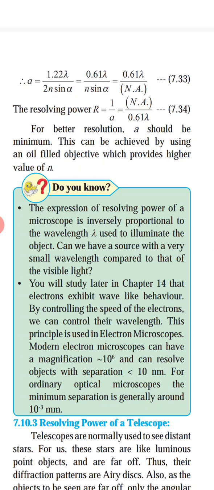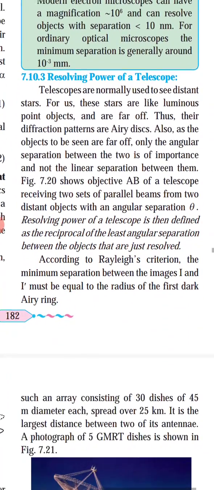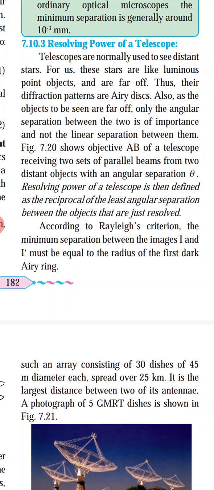So for better resolution, a should be minimum. This can be achieved by using an oil immersion objective which provides a high value of n. And then next, that is the last point, resolving power of a telescope.